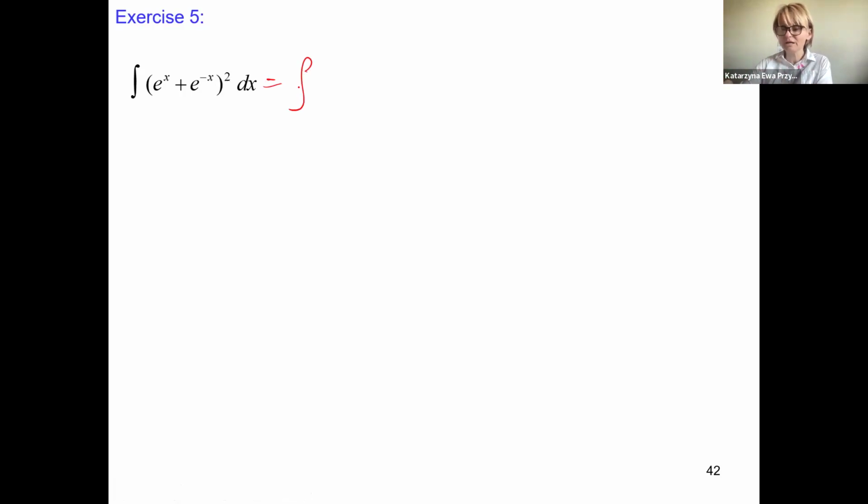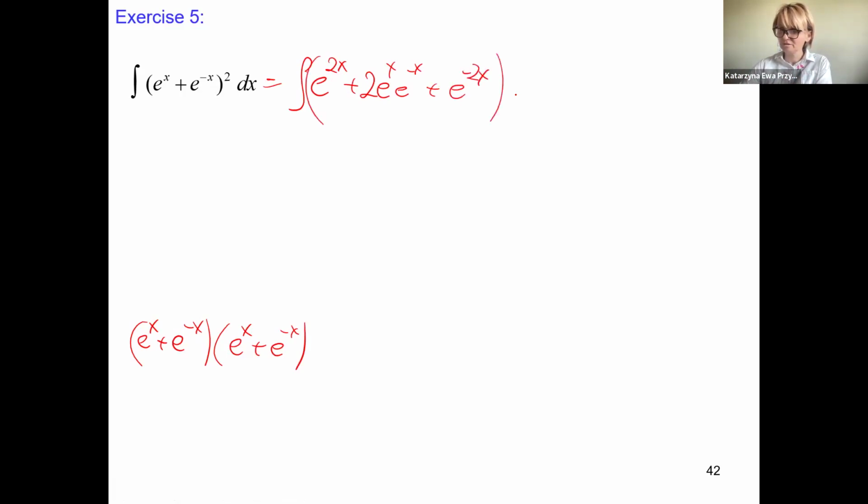That means let's FOIL. e to the x squared, e to the x times e to the negative x. And then when we FOIL, it will be e to the 2x, 2 times e to the x times e to the negative x, and then e to the negative 2x. Yes, when you FOIL, you will have this. And then one more. This one will cancel out, and this one.